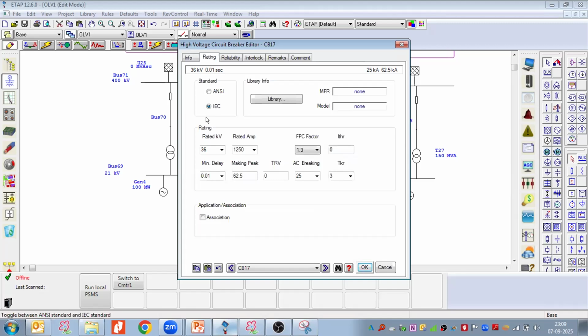Then go to the rating. In the breaker topic, I have already discussed all those things: first pole to clear factor 1.3, 1.5, ITHR, TKR. All of this we have discussed in module number 2, which you can refer to. Then making, peak, time delay, rated kV, rated ampere. This all we have discussed.